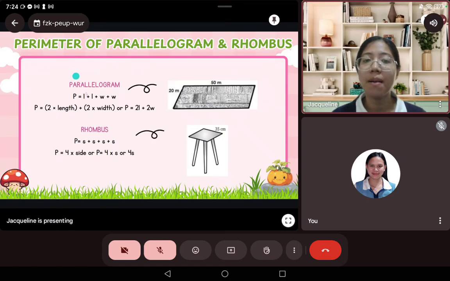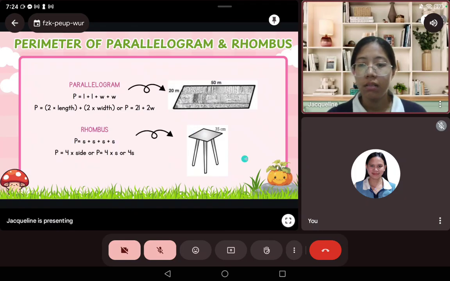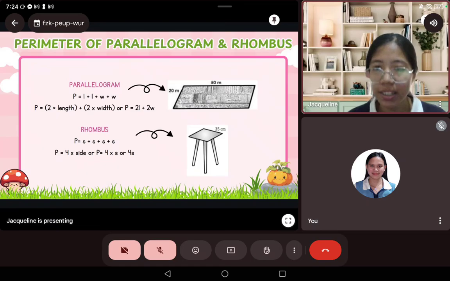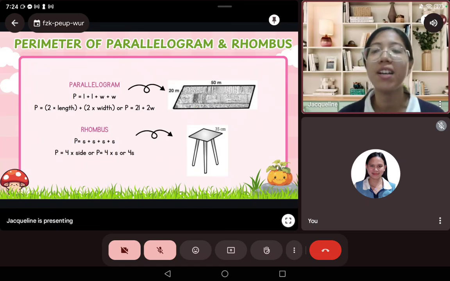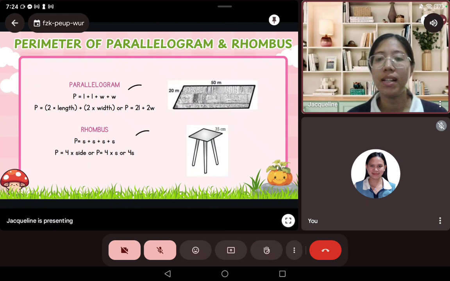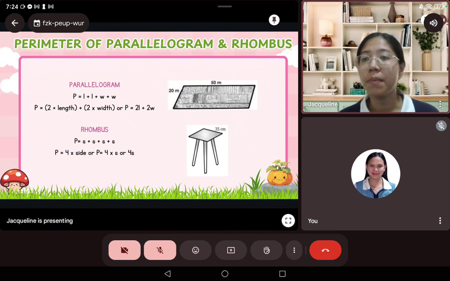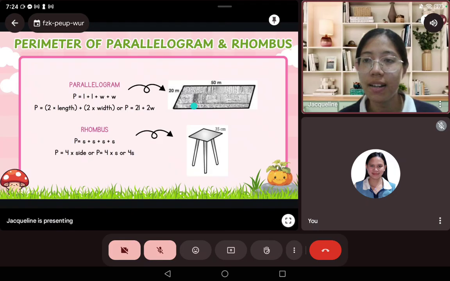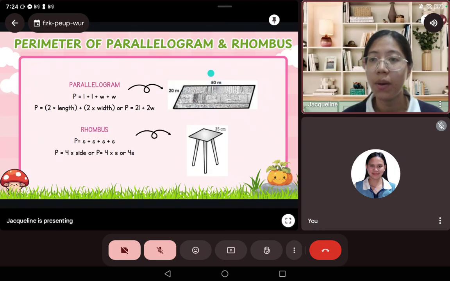By the way, class, a parallelogram is a part of the quadrilateral family, right? Do you still remember it? Alright, very good. Did you still remember that a parallelogram is part of the quadrilateral family? So a parallelogram, class, has two pairs of opposite parallel sides. Like this one in the length, there are parallel sides, and this one also. We have the width.